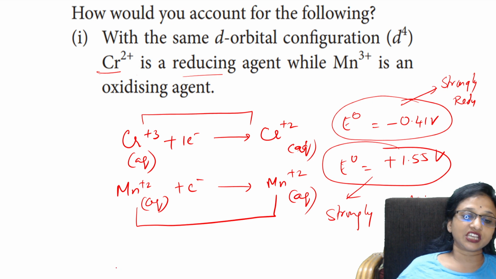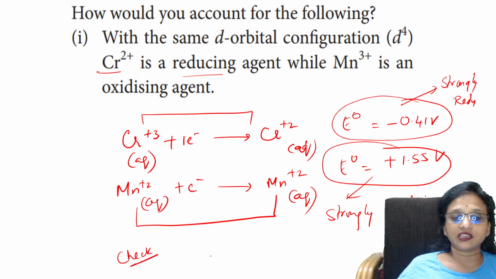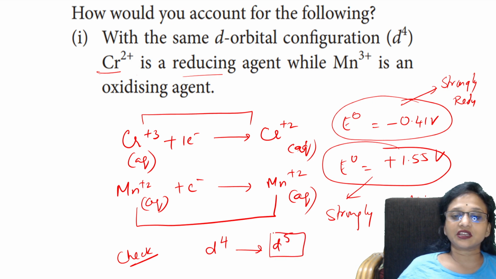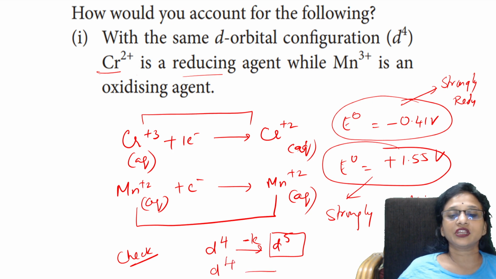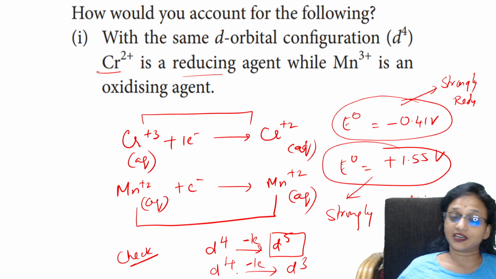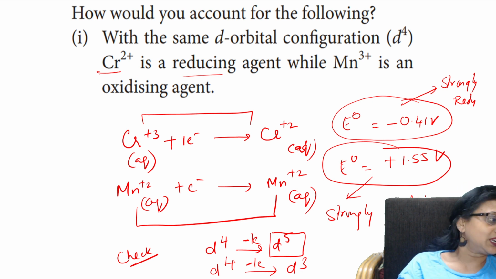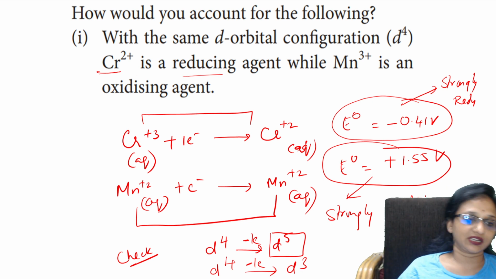Okay, students, so check with the configurations. Check if it is going from d4 to d5. If it is reaching a stable configuration, it will tend to lose 1 electron. If it is from d4 and comes to d3, if it is losing, it will lose 1 electron. If it gains some electron, it will check whether losing is better or gaining is better. So based on that, reducing activity and oxidizing activity.